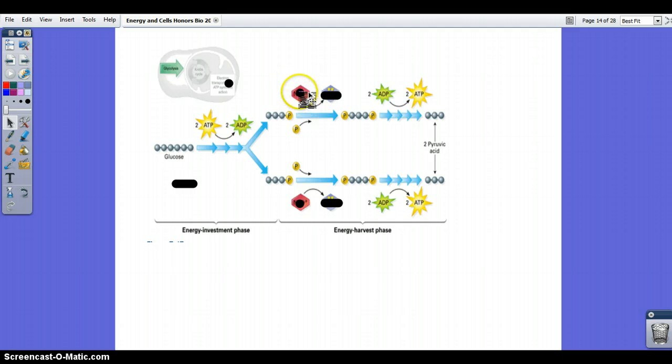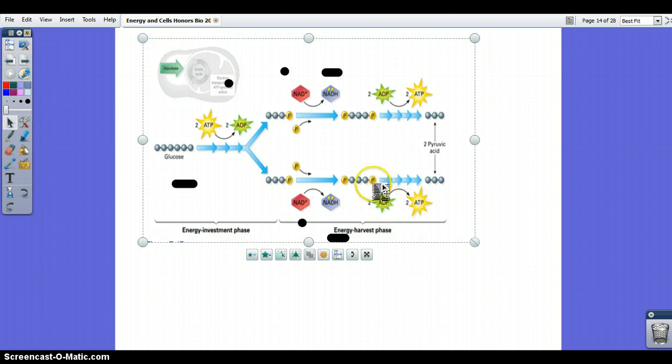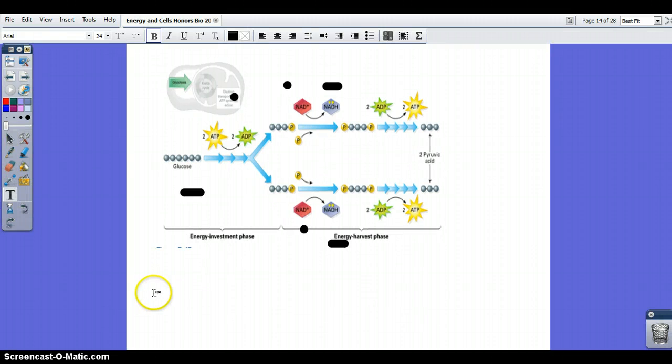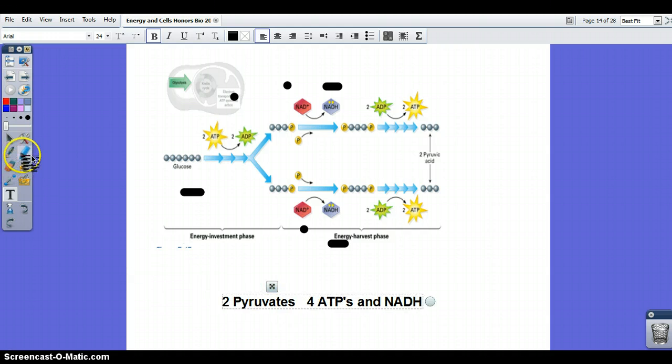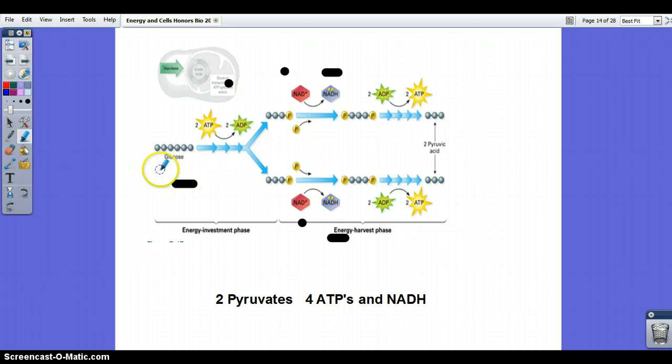During that process, there are NAD plus molecules which are being converted to NADH molecules, and ADP finds its way back to forming 2 ATPs. So the total results are 2 pyruvates, four ATPs, and NADH. Those are the products of glycolysis. The reactants would be glucose, 2 ATPs, and NAD.